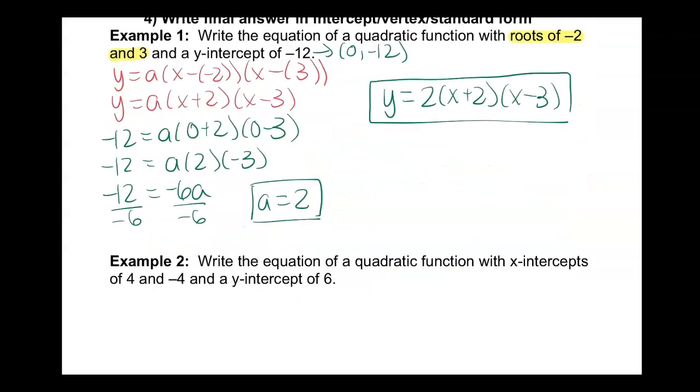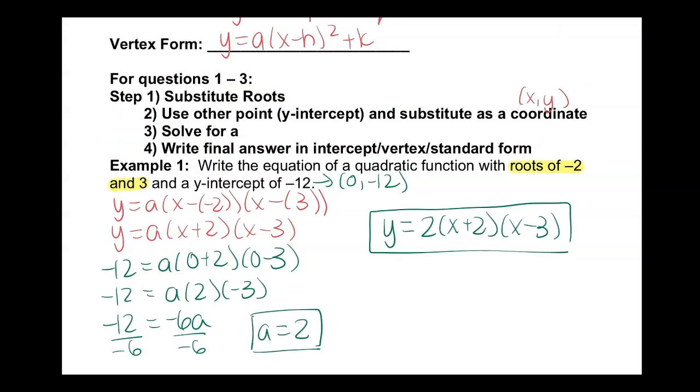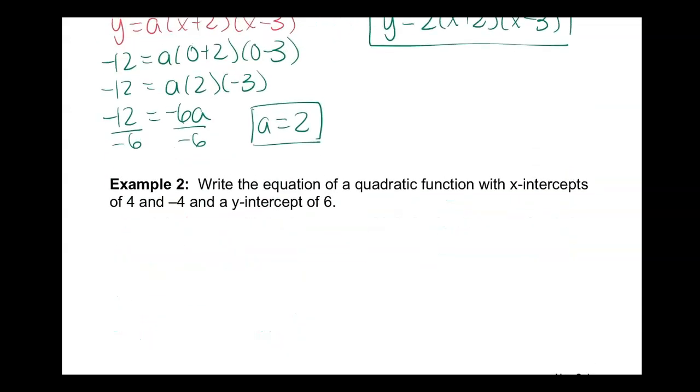Let's look at example 2. Example 2 is over the same information. So in example 2, this one says write the equation of a function with x-intercepts of 4 and -4 and a y-intercept of +6. Well, based on the steps that we have above, we're going to do the exact same steps we just did. So, for example 2, we have our roots, our x-intercepts.